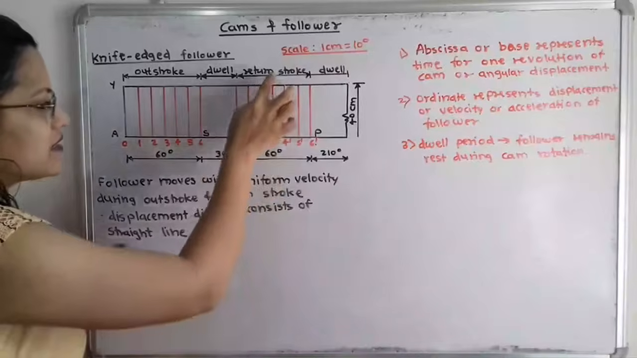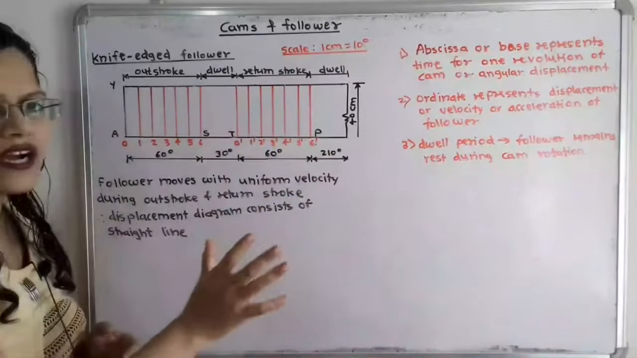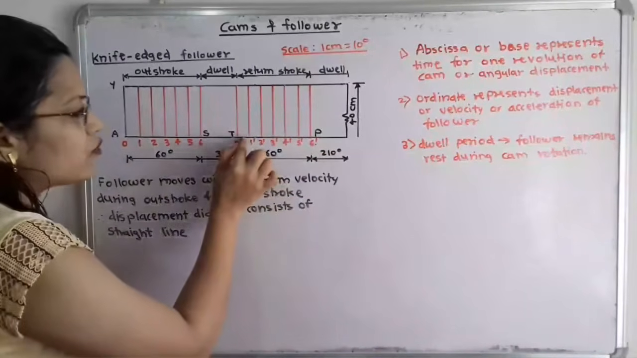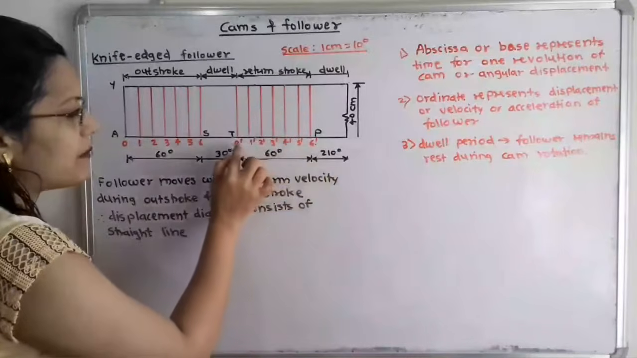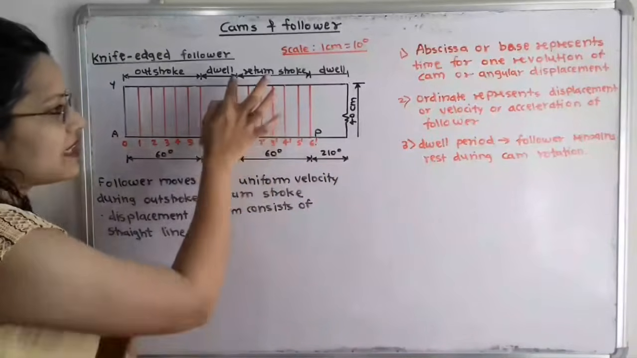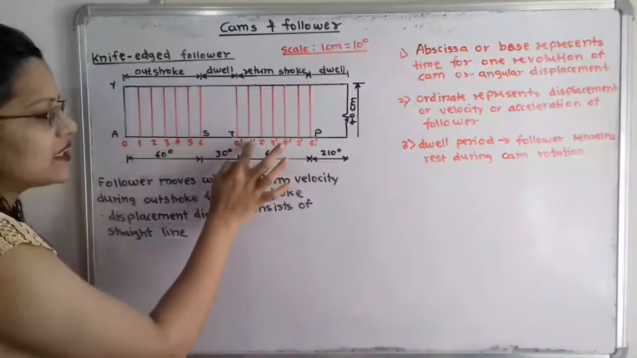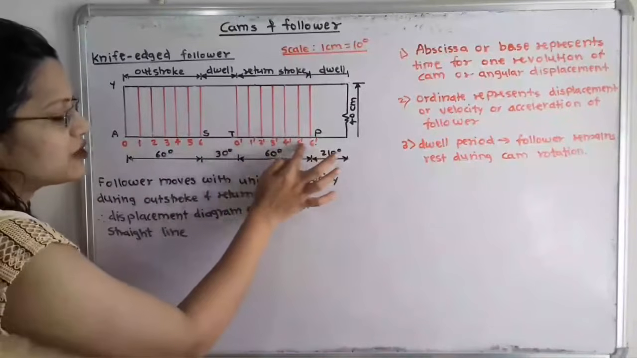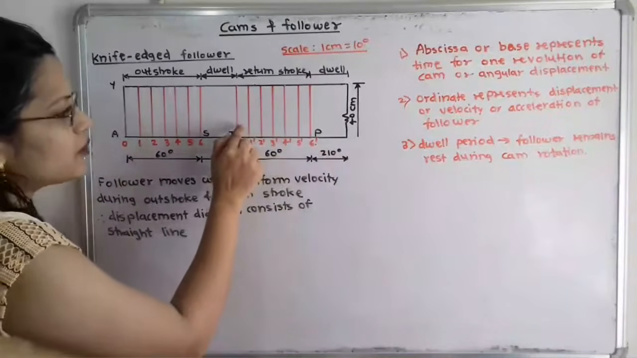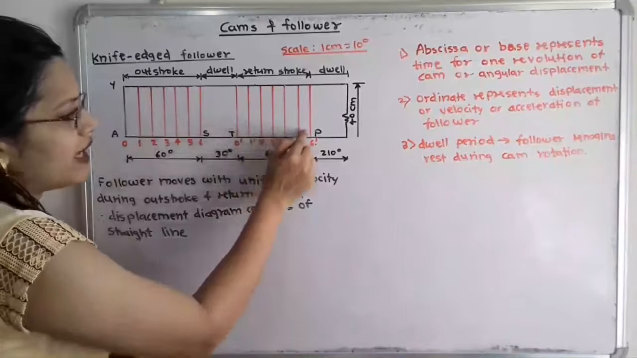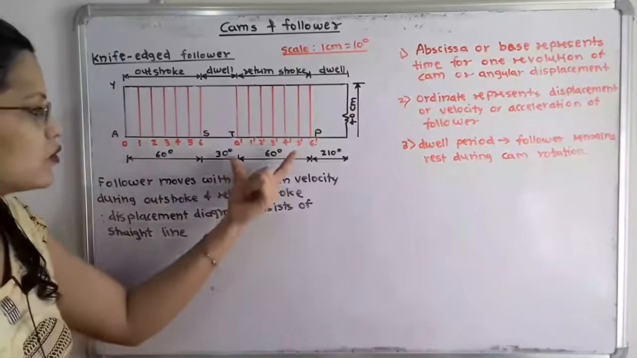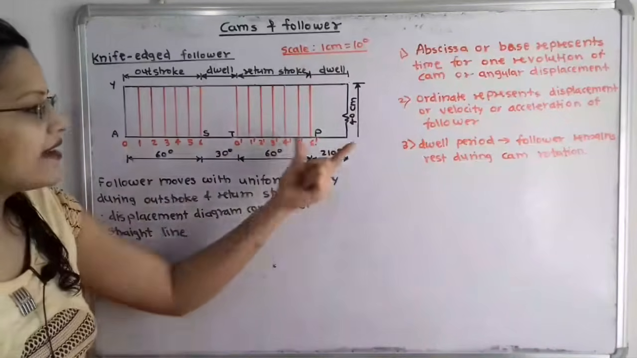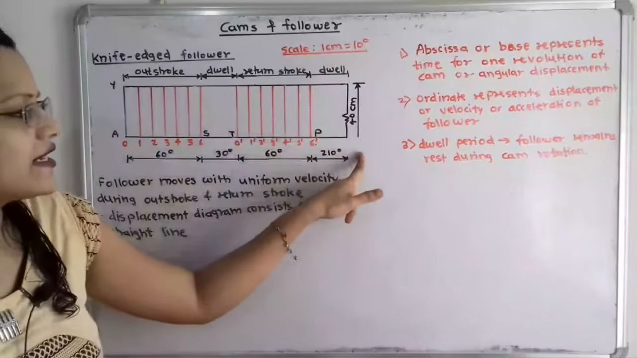Then next is the return stroke. For the return stroke again we have to make 6 equal parts. Here the starting line will be at 0 dash, then 1 dash, 2 dash, 3 dash, 4 dash, 5 dash and 6 dash. So we measure 1, 2, 3, 4, 5, 6 equal parts. Here is the 60 degree, and the remaining part is 210 degree.